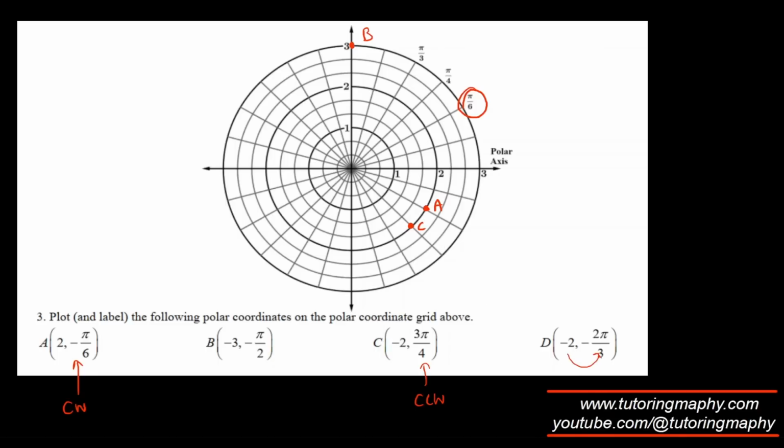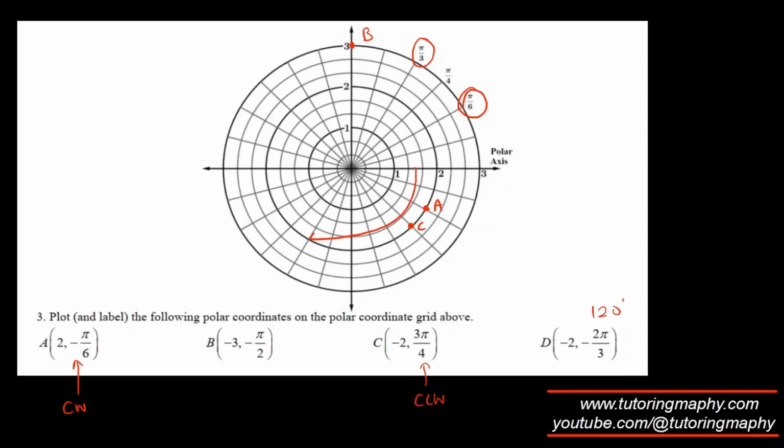Now finally, negative 2 pi over 3. I ignored negative 2 for the moment. So 2 comma negative 2 pi over 3. The reference is pi over 3. Pi over 3 is right here. And negative 2 pi over 3 is in a clockwise sense. And we have to go 120 degrees in the clockwise sense. So basically it will land in quadrant 3.